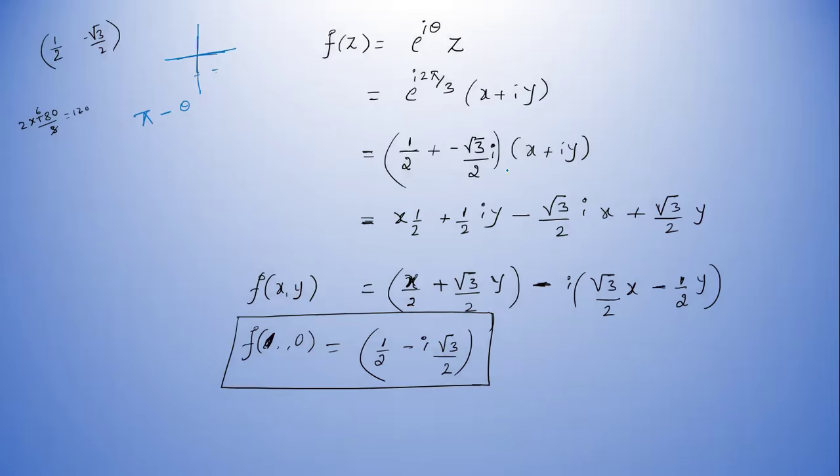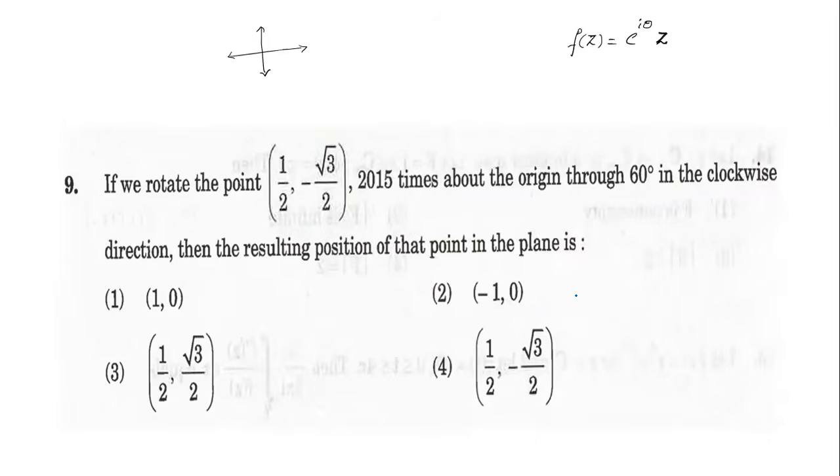If you remove bracket and multiply, we get this equation. If we take options 1 0, we get 1 by 2 minus I root 3 by 2. That means this option is right one. Minus theta, that means minus pi by 3.